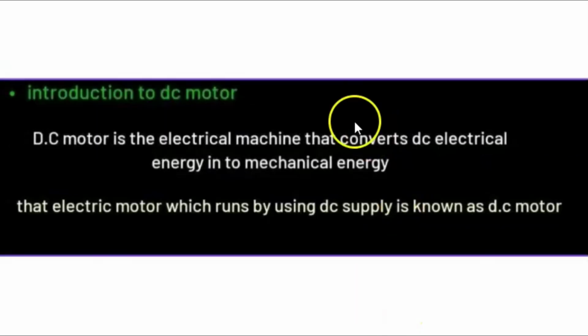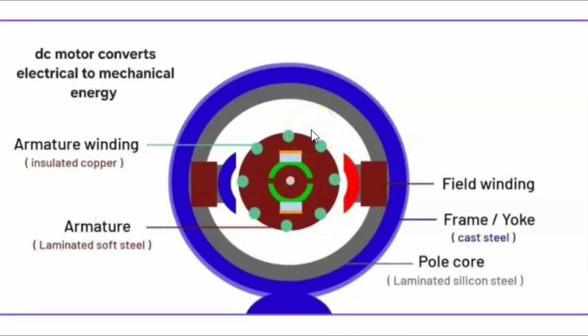अब हम लोग बात करते हैं about introduction to DC motor. So DC motor is the electrical machine that converts DC electrical energy into mechanical energy. Now that electric motor which runs by using DC supply is known as DC motor. अब बात करें हम लोग इसके कंस्ट्रक्शन की, तो इसका कंस्ट्रक्शन बहुत ही ज्यादा सिमिलर है to DC generator.